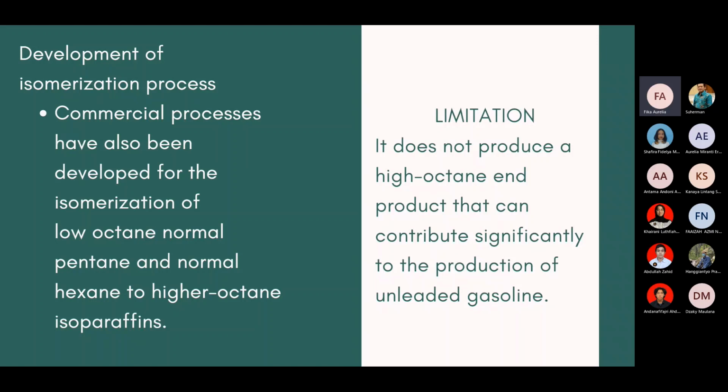Development of the isomerization process. Commercial processes have also been developed for the isomerization of low-octane normal pentane and normal hexane to higher-octane isoparaffins. The limitation of this process is that it does not produce a high-octane end product that can contribute significantly to the production of unleaded gasoline.